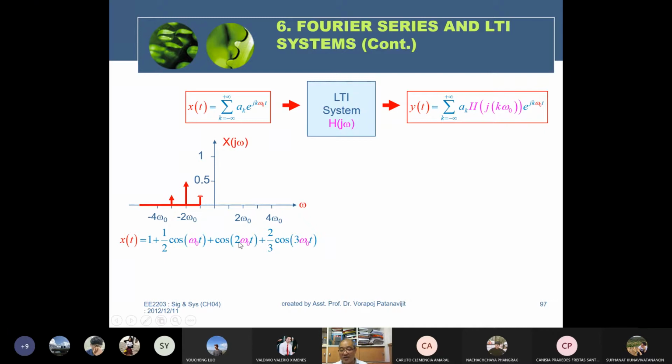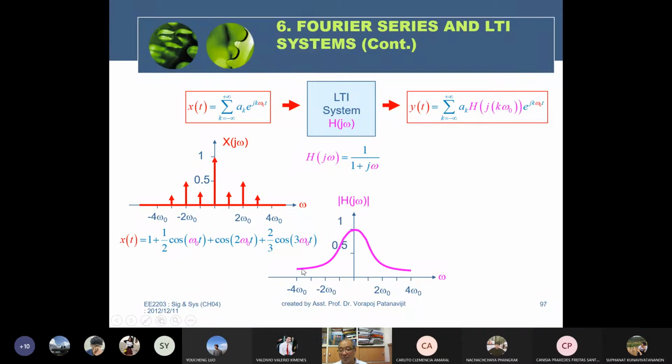At the omega frequency, 2 omega, 3 omega frequencies, at different magnitudes. The system in this case is more practical than the previous one.